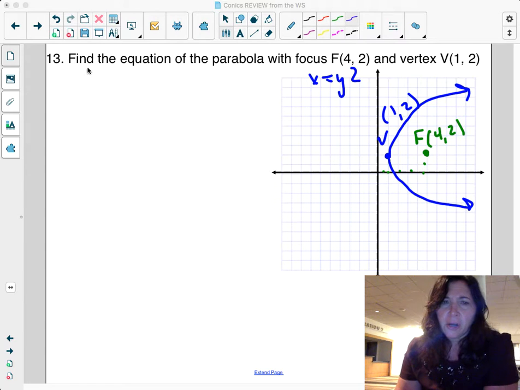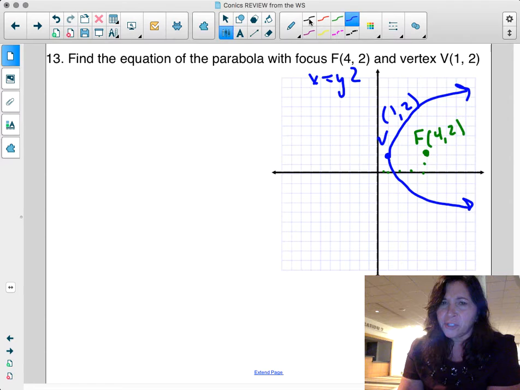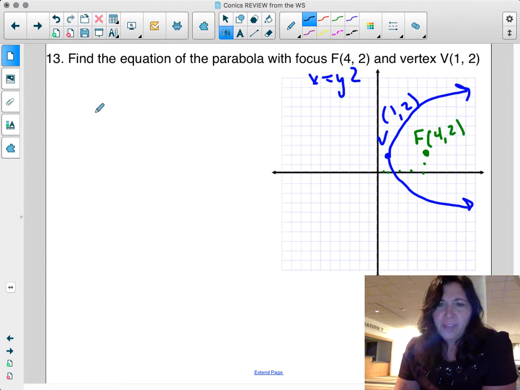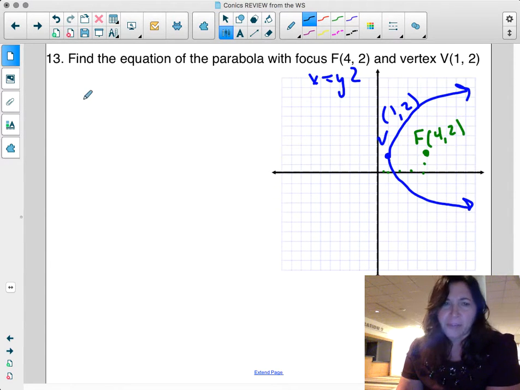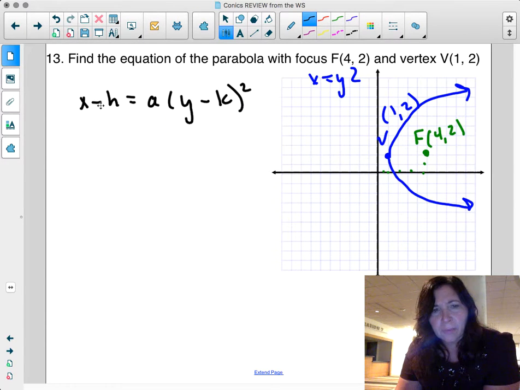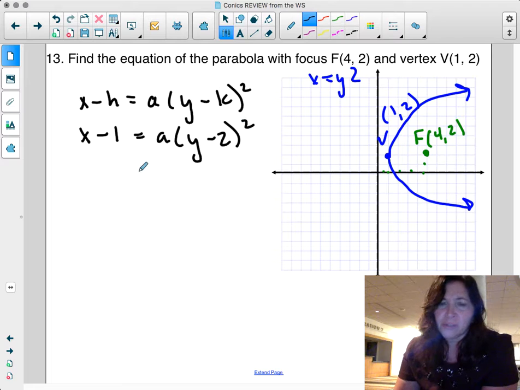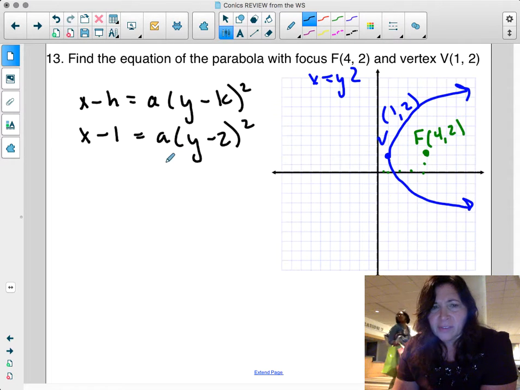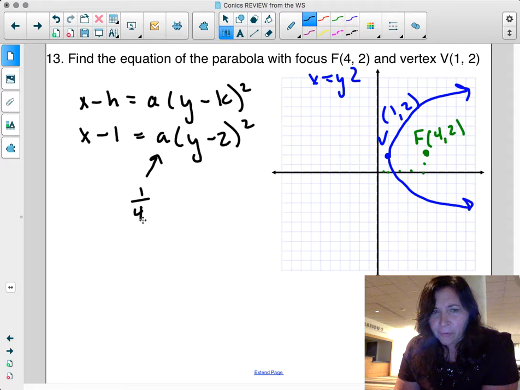So from here, it says find the equation of the parabola. So we know our vertex point is at 1, 2. So that means that for my vertex point, because this is an x equals y squared, we're going to go x minus h equals a times the quantity y minus k quantity squared. My vertex point being 1, 2, I'm going to put that here. So it's going to be x minus 1 equals a times y minus 2 quantity squared.